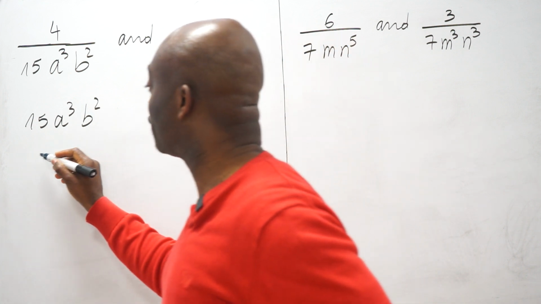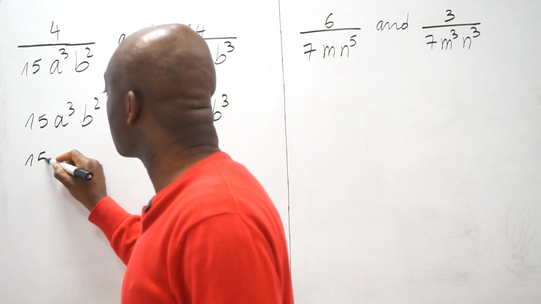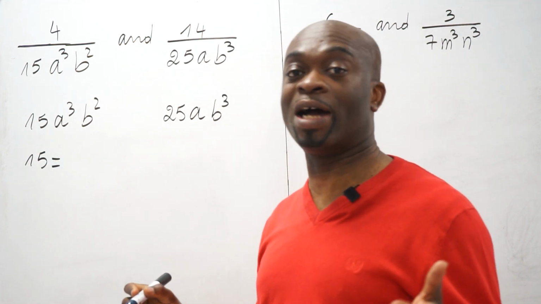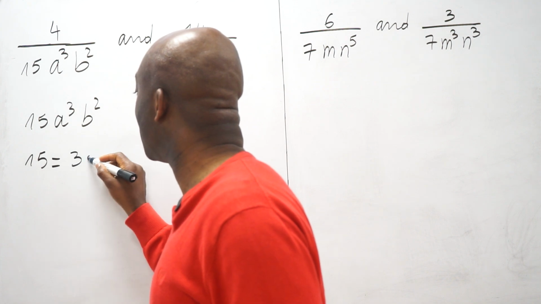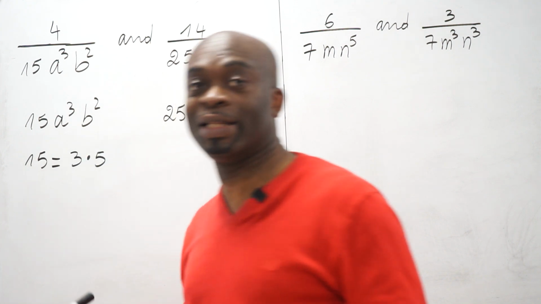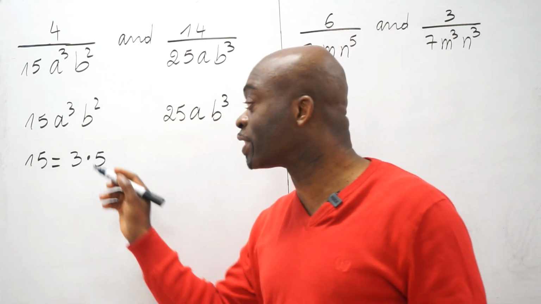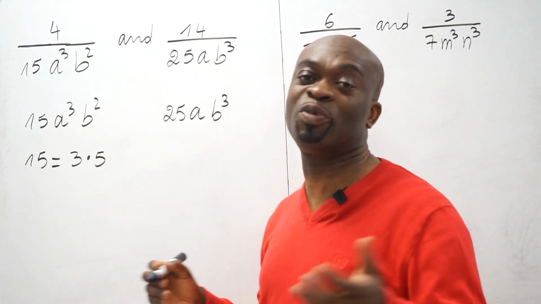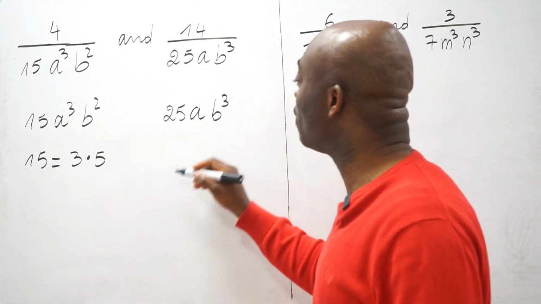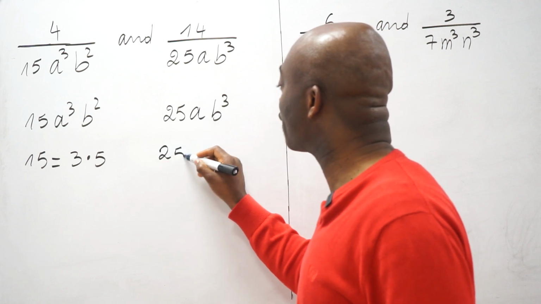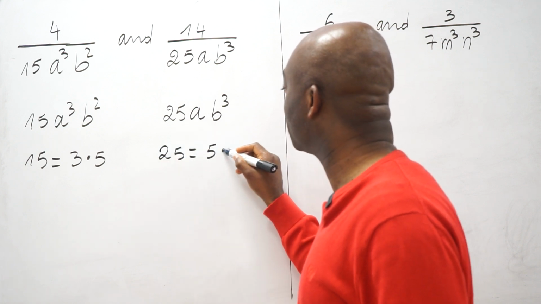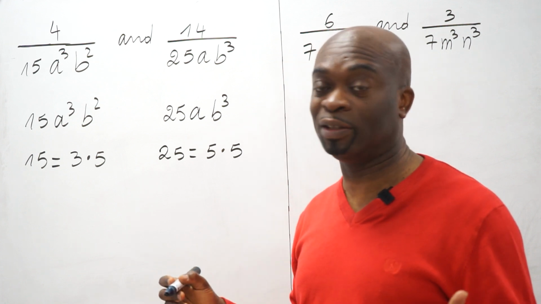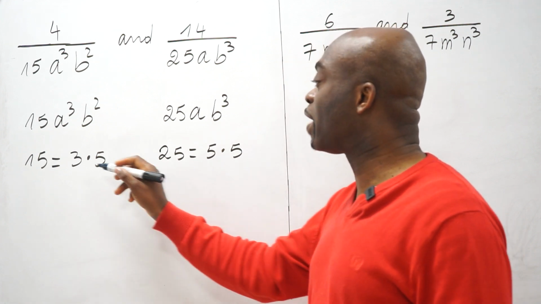So we're talking about 15, which we need to break down. We break it down as 3 times 5, and we cannot go further than that. Those are the two factors we can get out of 15. We could get 1, but we don't need 1. Now we take 25, which breaks down as 5 times 5. Again, we don't need 1.